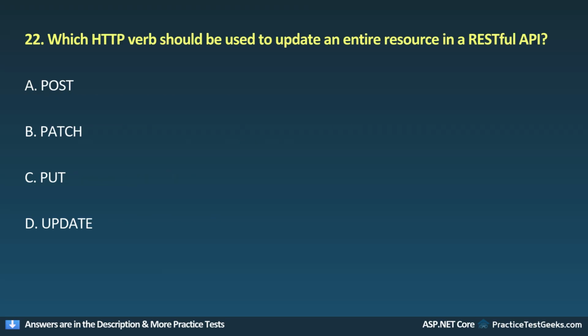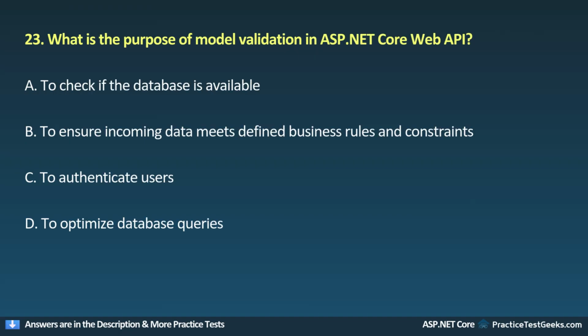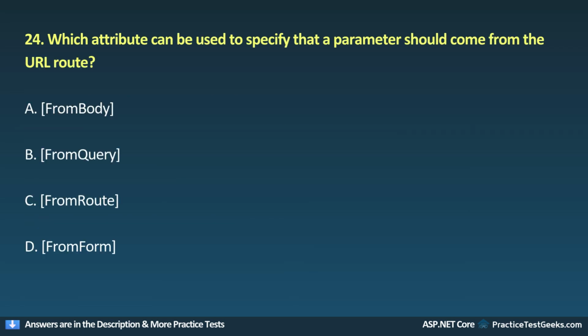22. Which HTTP verb should be used to update an entire resource in a RESTful API? A. Post. B. Patch. C. Put. D. Update. 23. What is the purpose of model validation in ASP.NET Core Web API? A. To check if the database is available. B. To ensure incoming data meets defined business rules and constraints. C. To authenticate users. D. To optimize database queries.